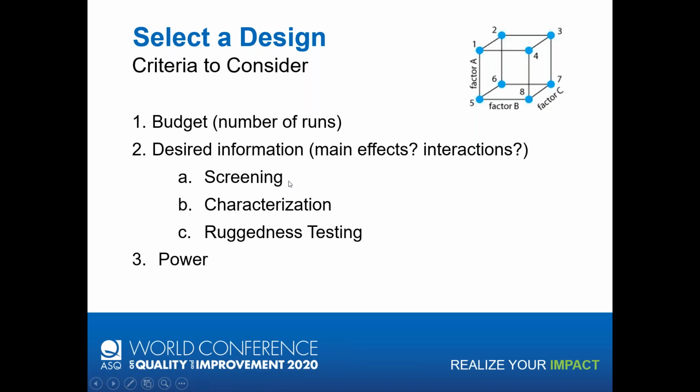A design that's really meant for screening, or a design that's meant for characterization, meaning we get interactions and probably some center points to detect curvature. Or maybe we're doing that ruggedness testing that I talked about, where we're just trying to validate that a process works. And lastly, the power of the design.